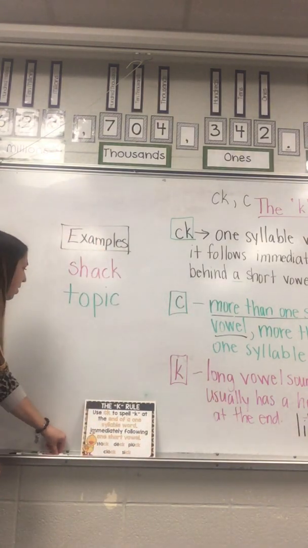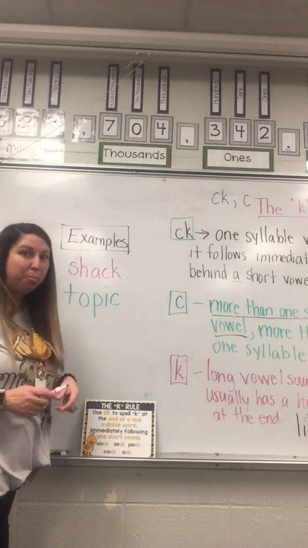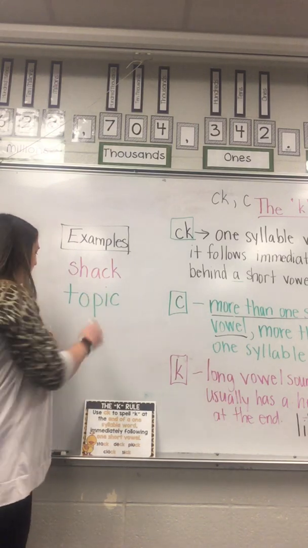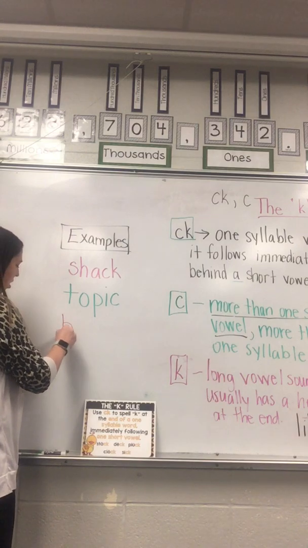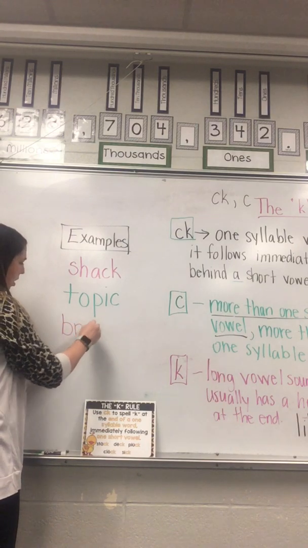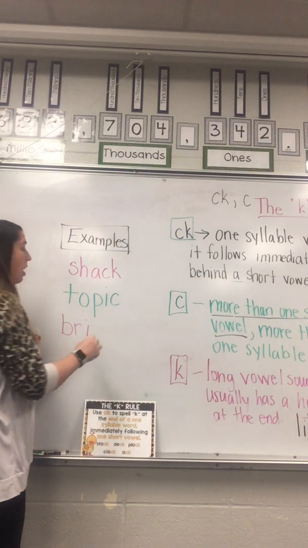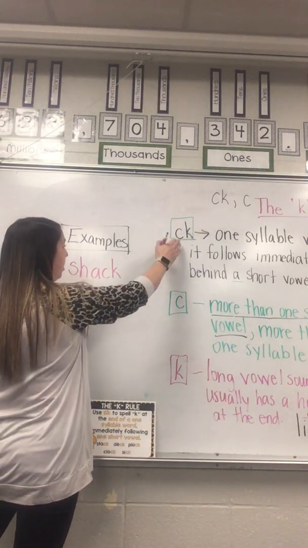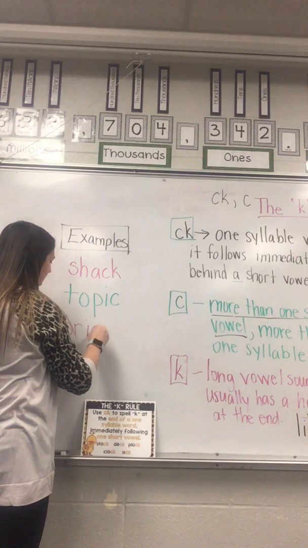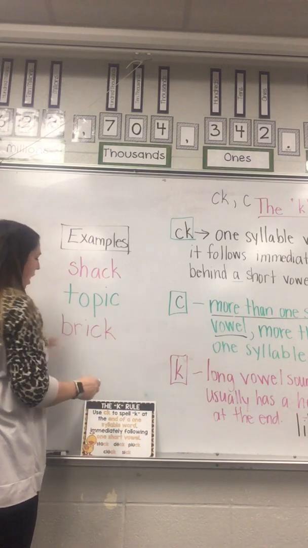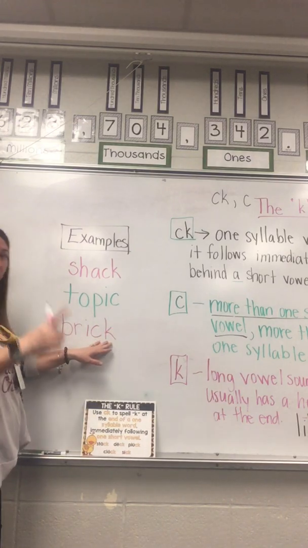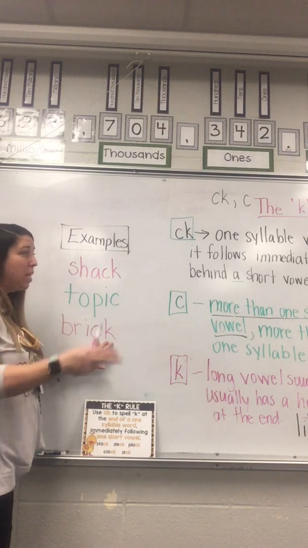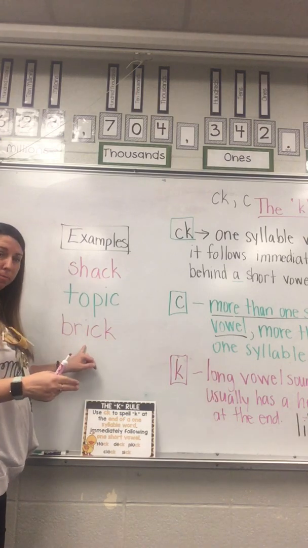So let's sound it out. Ooh, and I already heard a blend, br. So I've got br, i, k. And I hear that k sound following the short vowel, following the k rule. I'm going to use CK. Okay, and I'm using CK because it's a one-syllable word, and it immediately follows behind the short vowel.